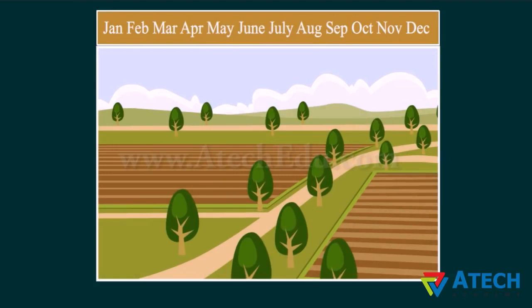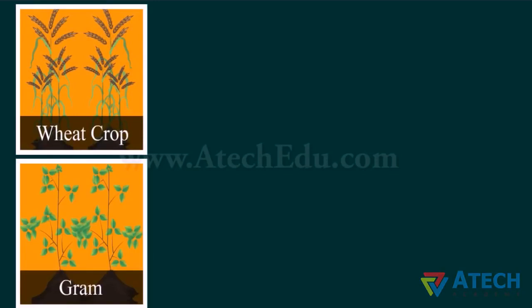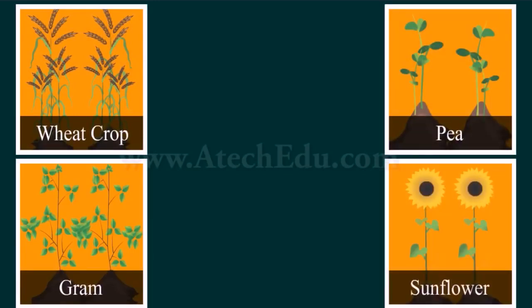Crops that are grown during winter season are Rabi crops. They are sown in the months of October and November and harvested in the month of April and May. Some examples of Rabi crops are wheat crop, gram crop, pea crop, and sunflower crop.